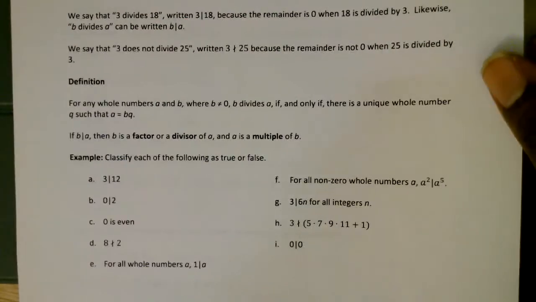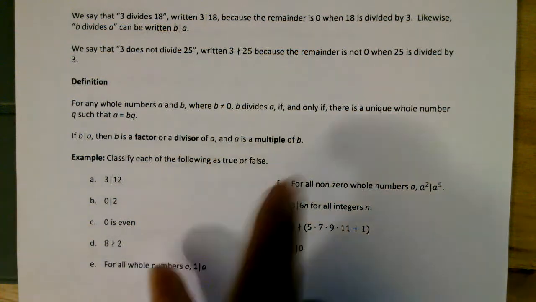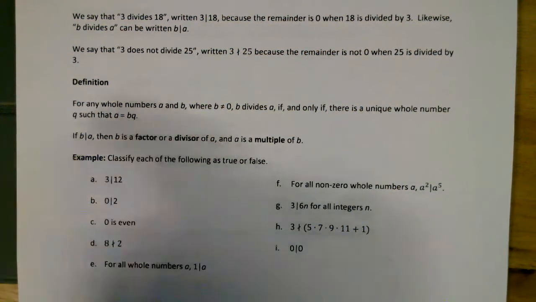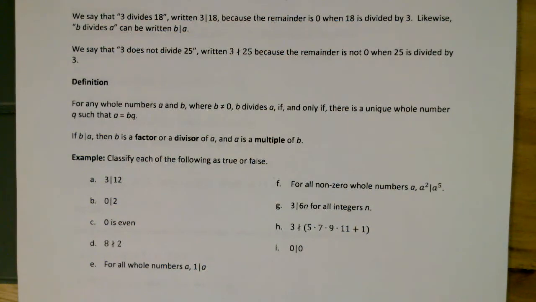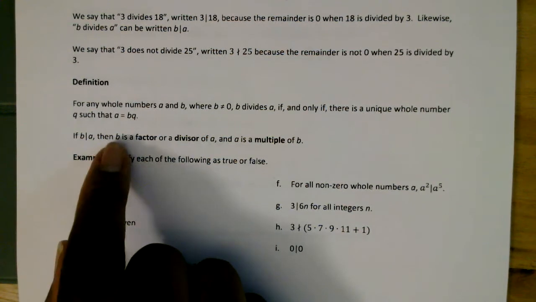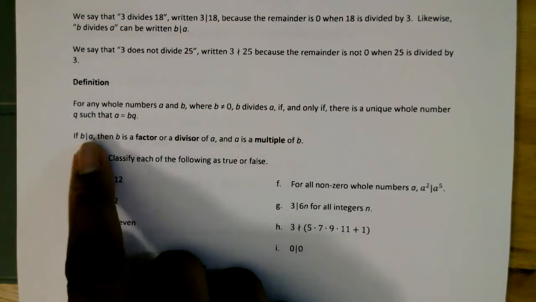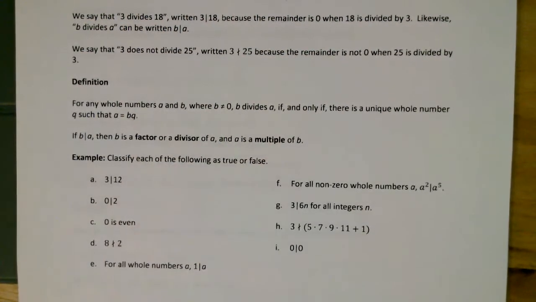All right, now let's look at some definitions here. For any whole numbers A and B, where B is not 0, B divides A if and only if there is a unique whole number called Q, such that A is equal to B times Q. Now, if B divides A, then that means that B is going to be a factor or divisor of A, and A will be a multiple of B.